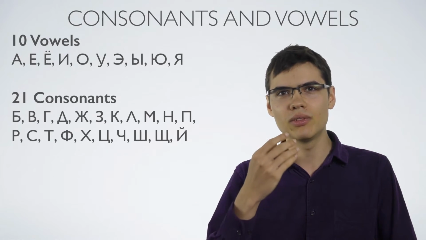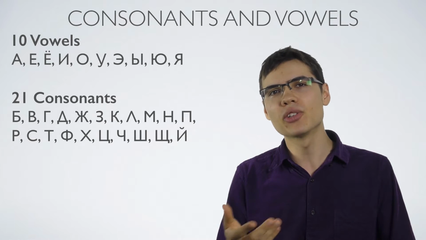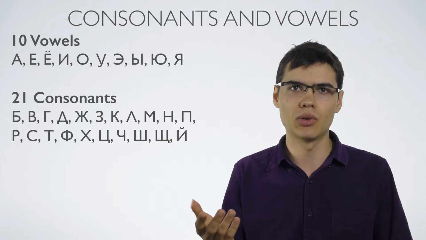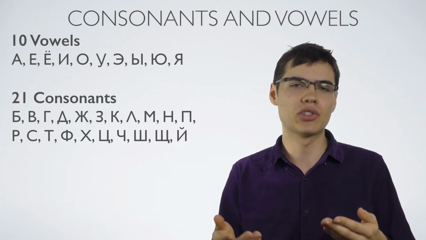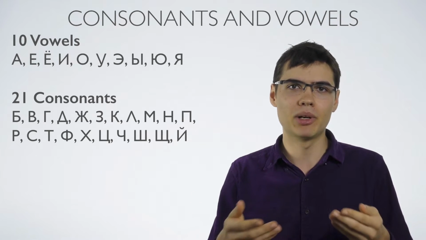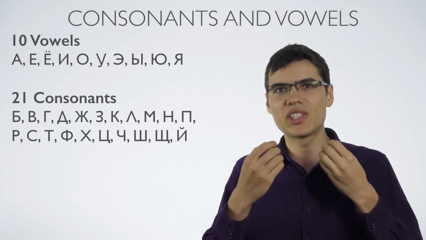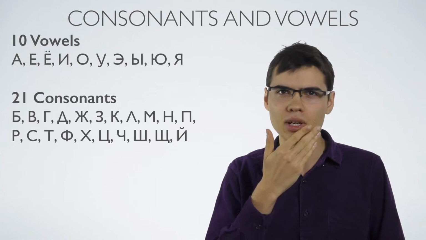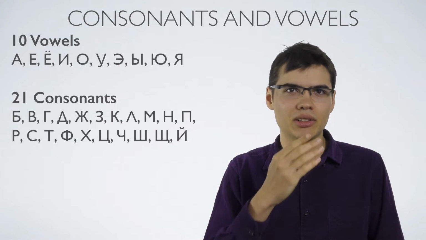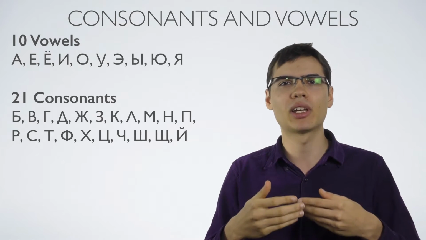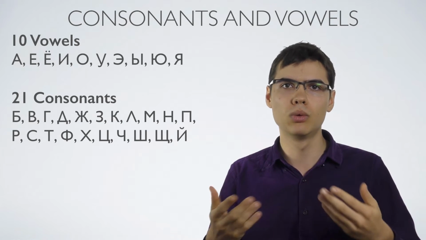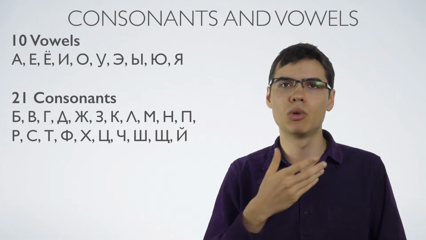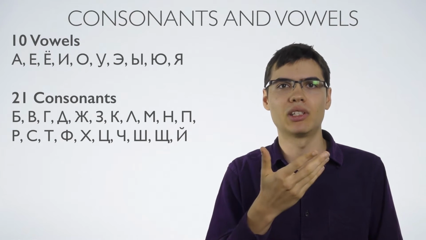So in Russian you have vowels and consonants, much the same as in English. If you already know the difference between vowels and consonants, you can skip a bit. But vowels are sounds that you can make with your mouth open. They're not obstructed by your teeth, your lips, or your tongue. Nothing's obstructed. So you can make a sound like ah or ooh. Those are vowels. You can make them without any part of your mouth obstructing it.